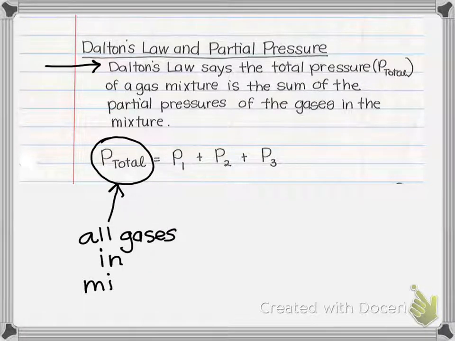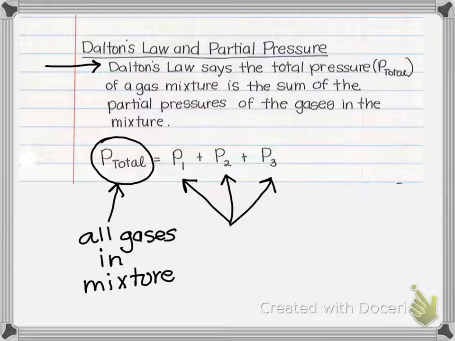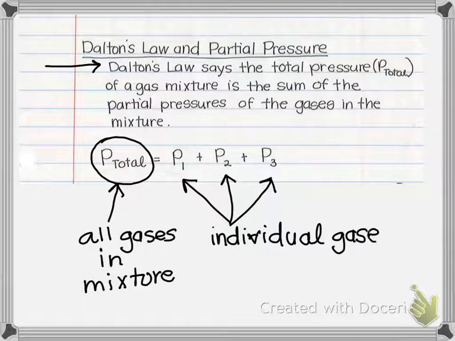And the other P's on the other side, the P1, the P2, the P3, and however many there could be, this is just an example, these are the individual gases. And these are their partial pressures, or the pressures that they would exert if they were all by themselves.